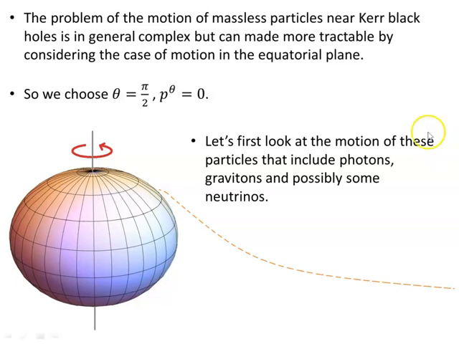So in this plane, we choose theta as pi on 2, and we're going to set the theta component, the polar component of angular momentum, to 0, so the particle stays in the equatorial plane only. Now let's first look at the motion of these particles that include photons, gravitons, and possibly some neutrinos.